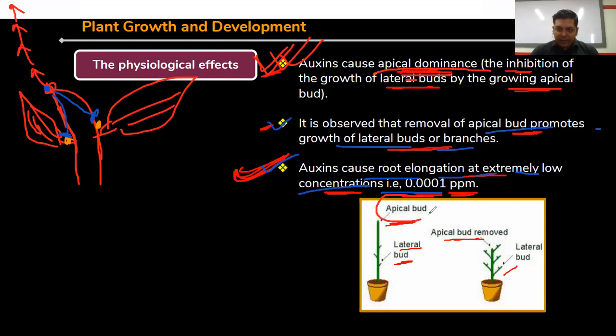This is the apical bud, and auxins are mainly present at the tip of the apex or tip of the plant, and they are mainly involved in the growth of the apical portion of the plant by inhibiting the lateral bud or terminal bud. Clear? If we remove the apical portion or head portion of the plant, it gets bushier, and this is very helpful in the gardening process. Clear?